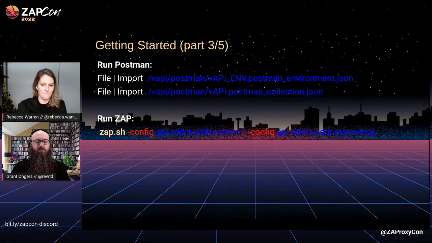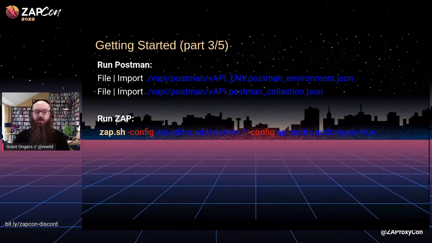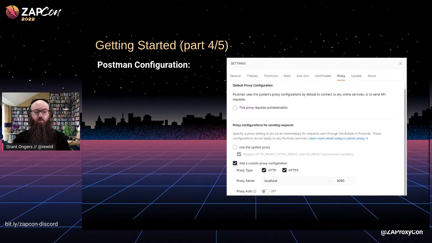Thanks, Grant. So once you've got everything downloaded, you want to get the environment and the Postman collection files imported into Postman, and you want to start ZAP using those two config switches. Don't worry too much about the config if you can't copy and paste it, because it would be much easier if I could just copy this and paste it into a chat somewhere. But if you can't copy and paste that and run it, we'll show you what it looks like in the UI. In Postman itself, you want to make sure that you set up the proxy on localhost, port 990.